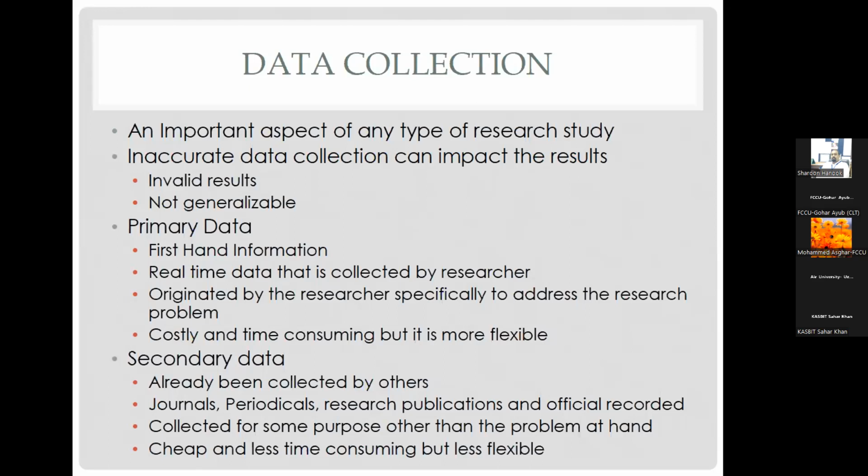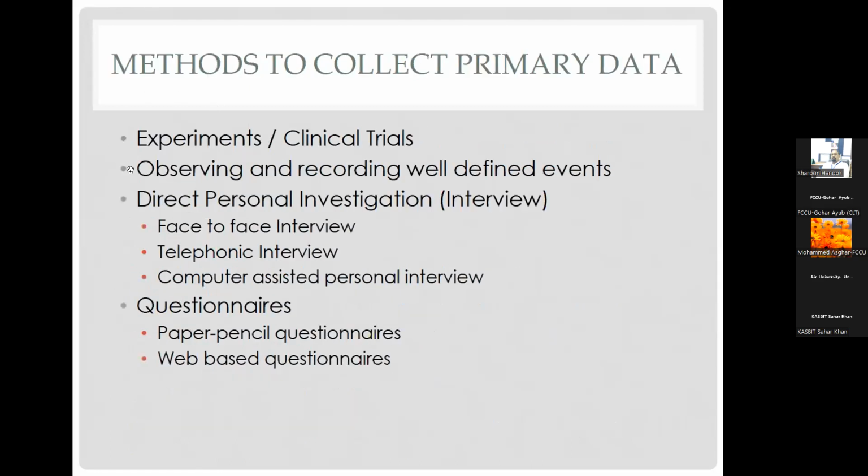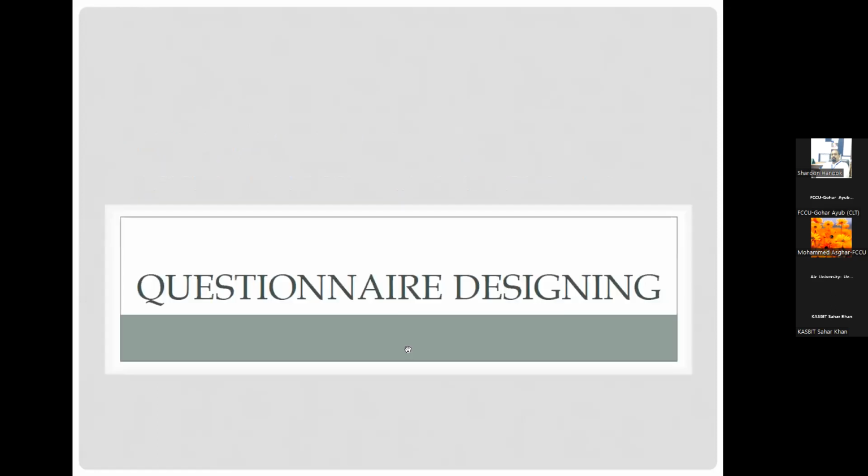Otherwise, we can use the secondary data. There are a lot of databases out there. If you are using the secondary data, you generally do not need to develop your own questionnaire. But for the primary data, we generally do develop a questionnaire. So here are a few methods. You can do clinical trials, you can do experiments, you can observe and record well-defined events, or you can make direct personal investigation by doing the interview, face-to-face interview, telephonic interview, or computer-assisted personal interview, or you develop a questionnaire where you can have a paper-pencil questionnaire or web-based questionnaire.